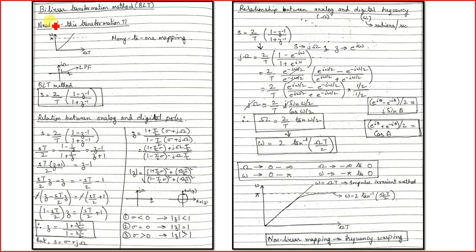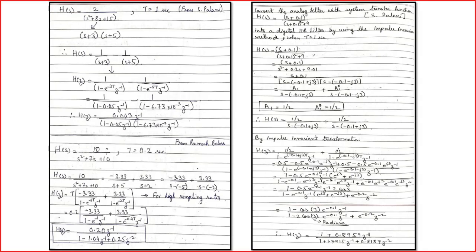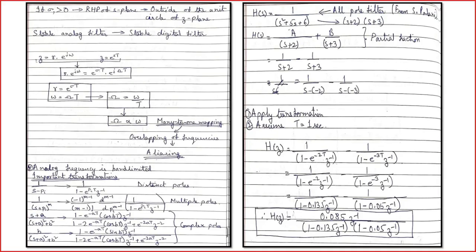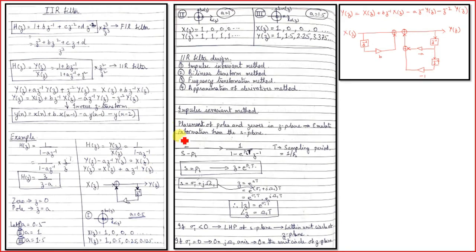Good morning, everyone. Today we will start with the new method, which is the bilinear transform method for the designing of the IIR filters. So before going to this one, let's go to the previous method, the impulse invariance method, which we discussed in our last class.